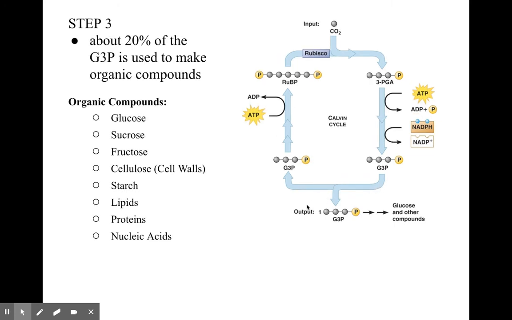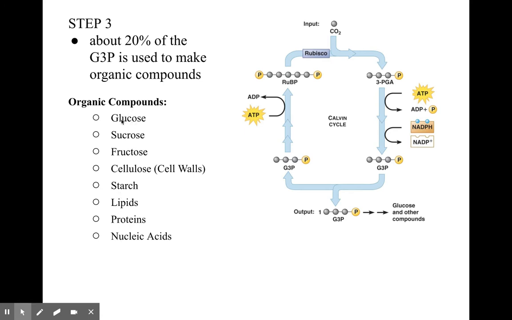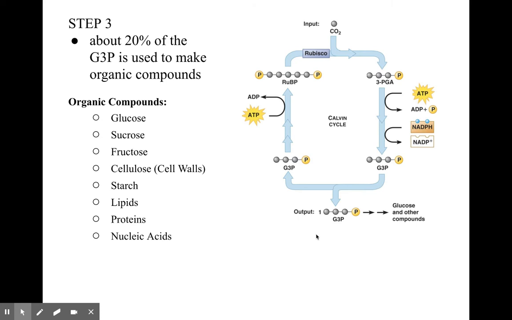20% of the G3P is going to come out of the Calvin cycle. And then a bunch of these G3Ps are going to be put together with other enzymes to make whatever the plant needs. So it'll make glucose, sucrose, fructose, cellulose, starch, lipids, proteins, nucleic acids. All can be made from G3P. A plant is literally taking carbon dioxide out of the air and then growing and making itself. That's what plants do.